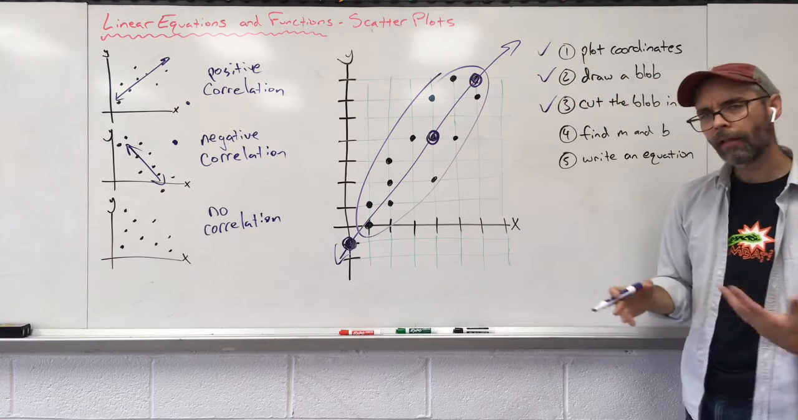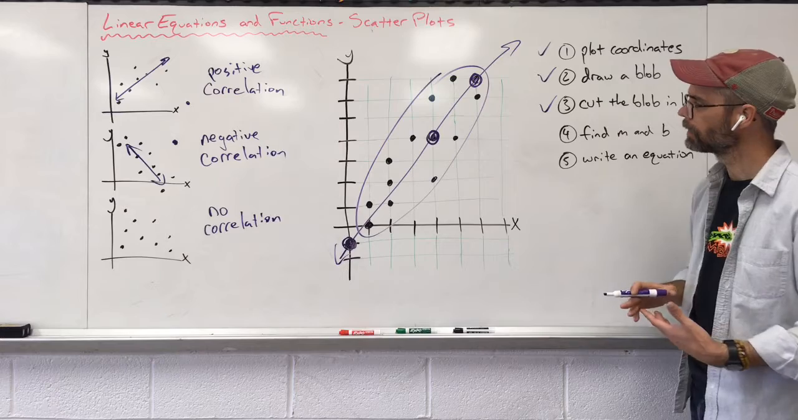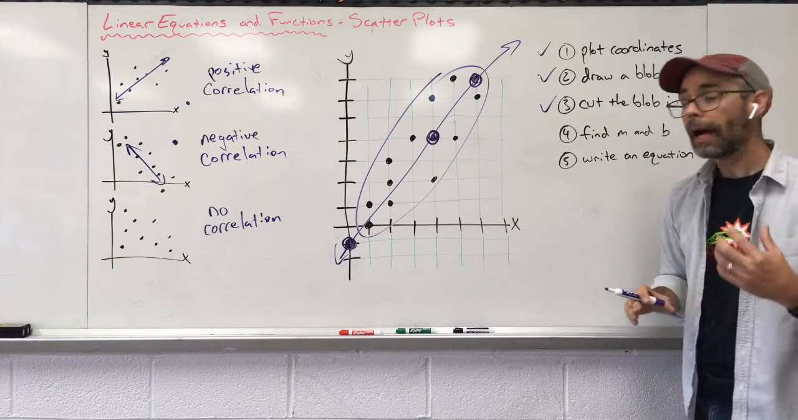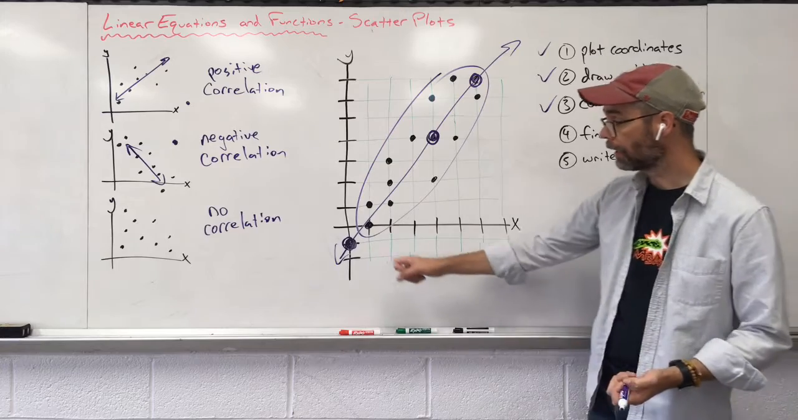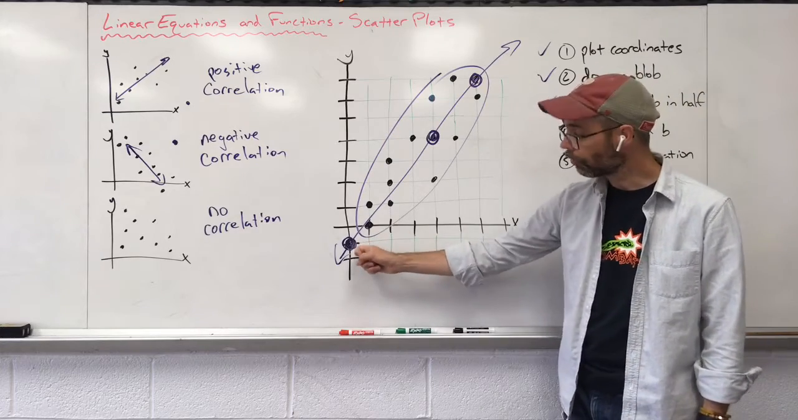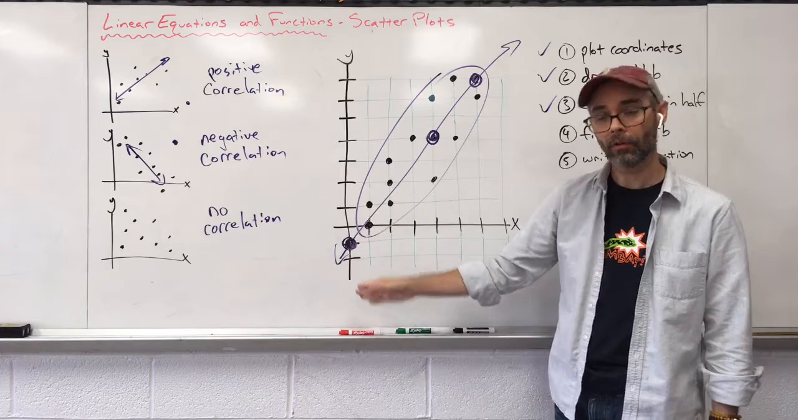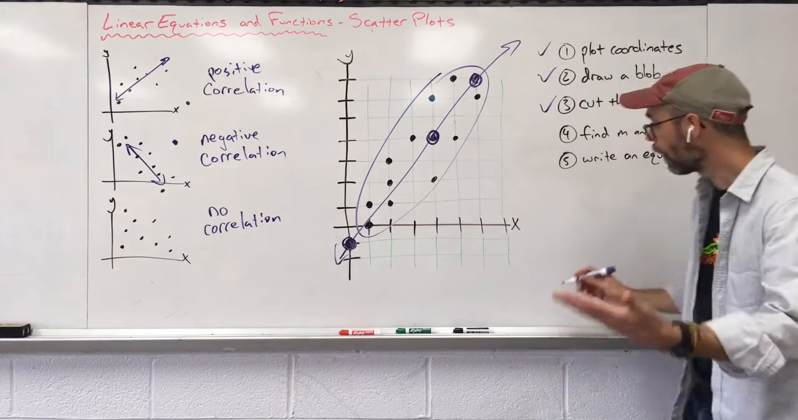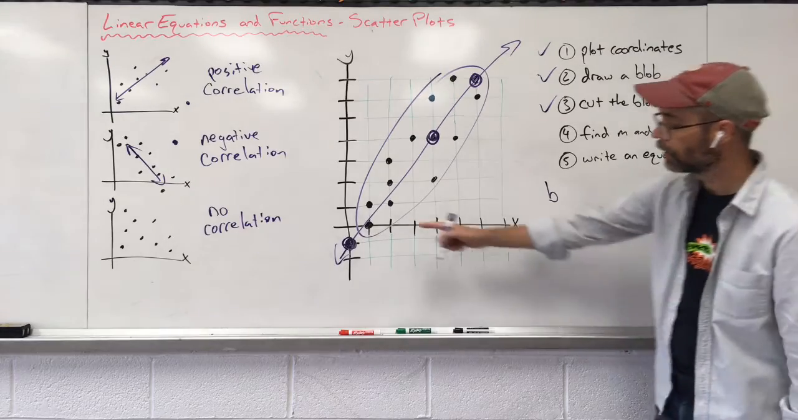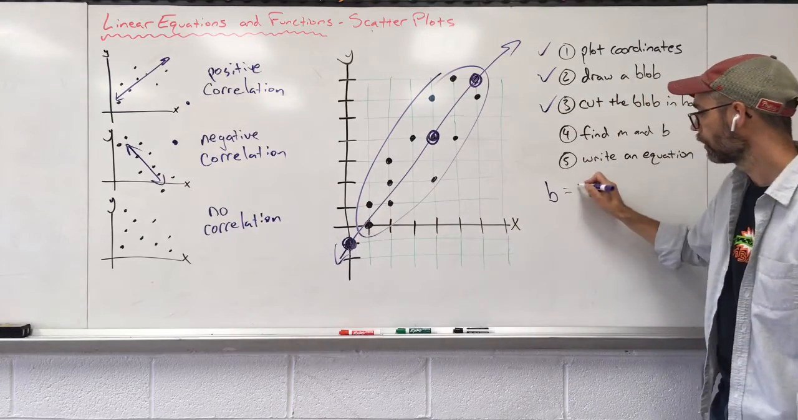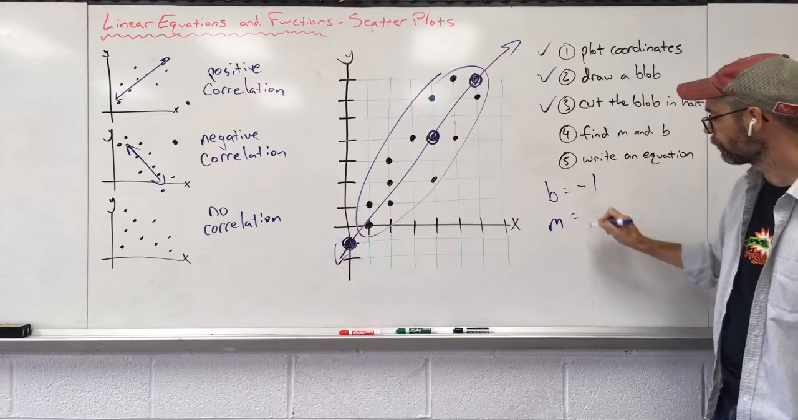Okay, now I know my line's a little sloppy. It's not the best line, but I do have some really good information here. One being this purple line crosses the y-intercept, or crosses the y-axis, giving us a y-intercept. I know what b is. B is going to be, in this case, -1. Now I need to find slope.